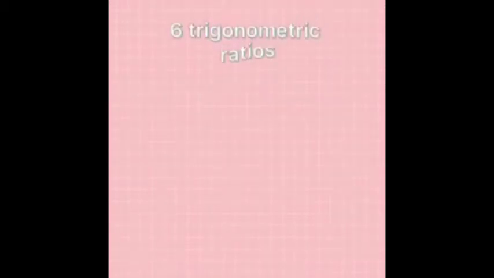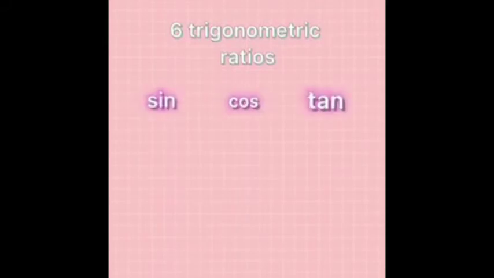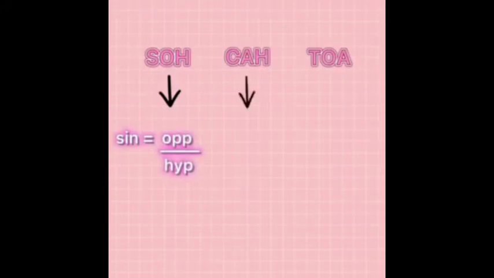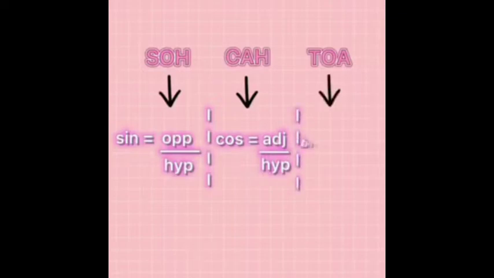There are 6 trigonometric ratios, and in order to remember the first 3 ratios, you will need to remember the acronym SOHCAHTOA. SOHCAHTOA is a mnemonic device helpful for remembering what ratio goes with which function. SO means sine is opposite over hypotenuse. CAH means cosine is adjacent over hypotenuse. TOA means tangent is opposite over adjacent.